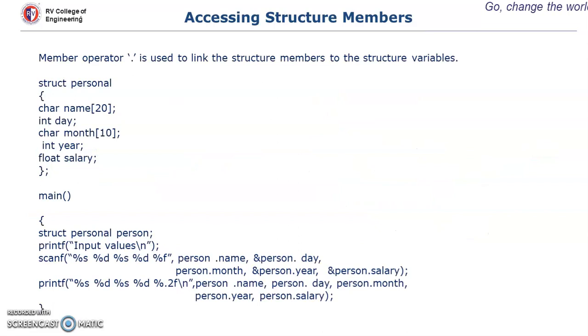So this is the example. You can see here, this is the structure, and the name of the structure is personal. These are the members: name, day, month, year and salary. And inside the main function, this is the structure variable. The variable is person, and then we are giving input through the keyboard, so we are writing the scanf function. Whenever we want to access any of these members, I need to write person.name, person.day, person.month, person.year, person.salary. So like that we have given input, and if I want to print, in the same way we have to print also. So this is how we access the structure member.